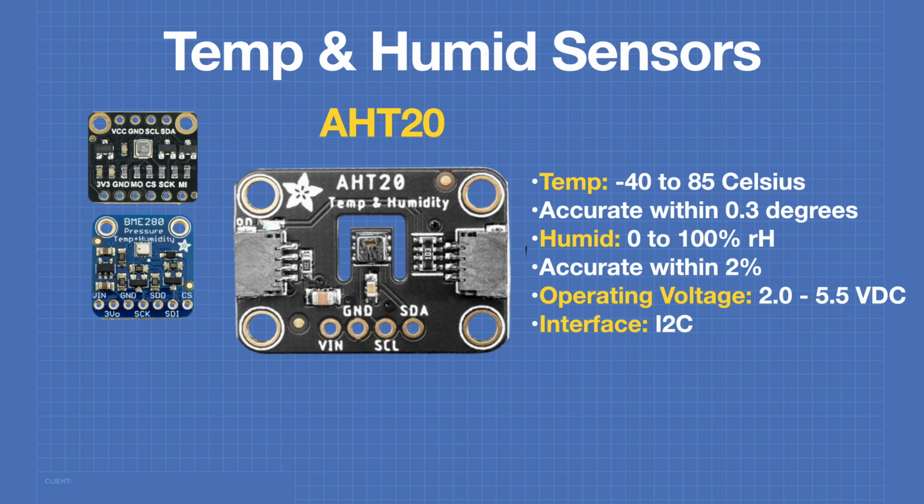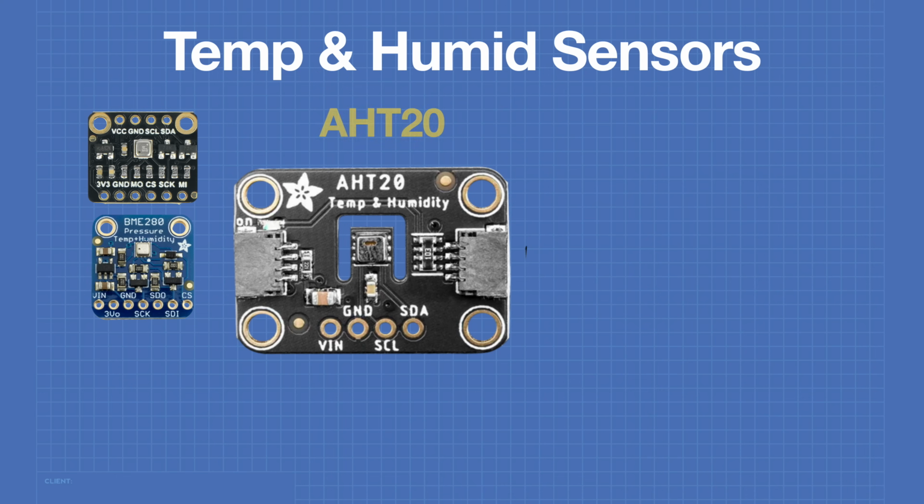The AHT20 is brought to you by the same folks who make the common DHT sensors. This is an extremely accurate temperature and humidity sensor with accuracy in temperature to 0.03 of a degree Celsius. It can operate from 2 to 5.5 volts DC, and this sensor only has an I2C interface.